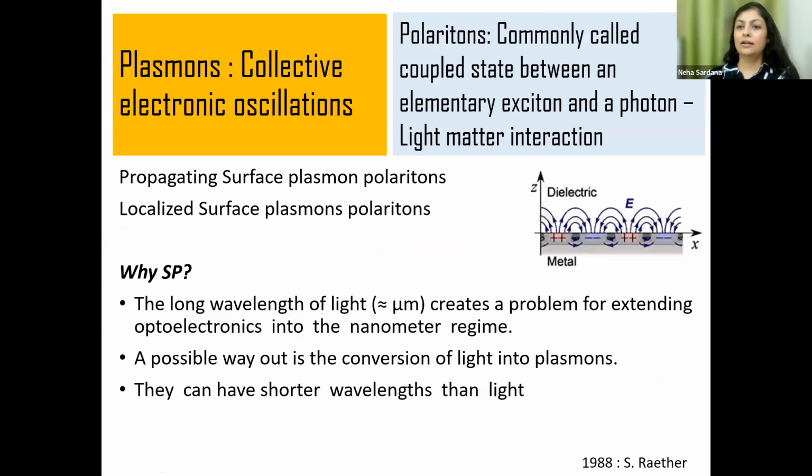Before we go back to the concept of metamaterials, I just want to quickly introduce one other concept, that is of plasmons. What are plasmons? They are collective electronic oscillations. If you have a metal and you have a dielectric, these have two different refractive indexes. And if there is any electronic oscillation at this particular interface between the metal and the dielectric, that is a plasmon. There are basically two types of plasmon: propagating surface plasmons for thin films, which are continuous, and localized surface plasmons if you have nanoparticles. This is majorly the concept of plasmons.